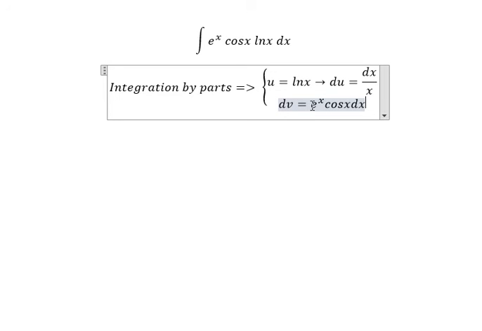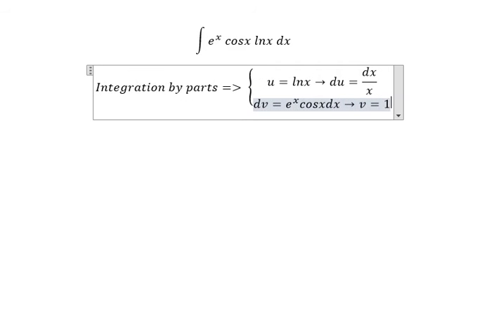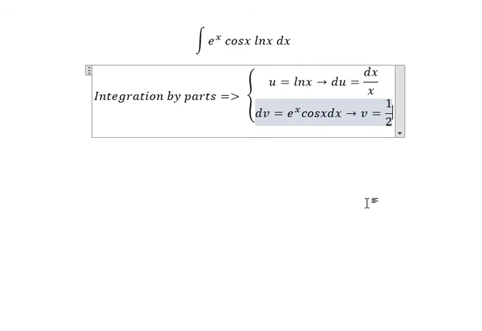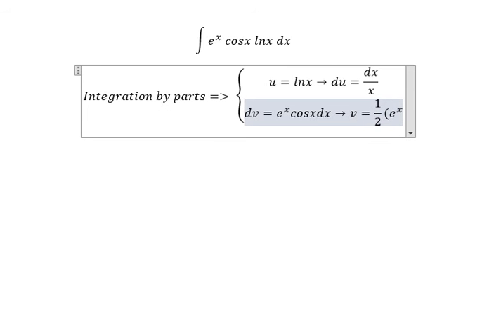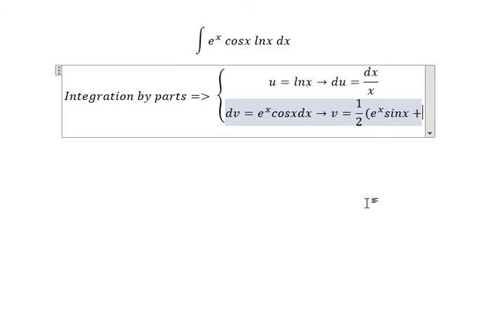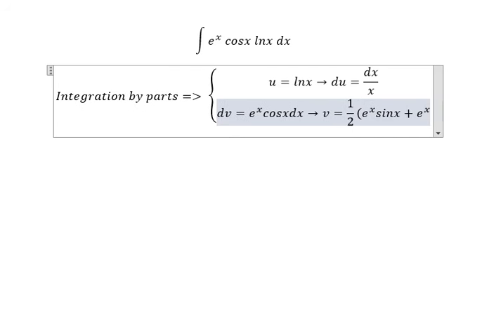For this integral, I have already done that, and v equals 1 over 2, open the bracket, e to the power of s multiplied with sine s plus e to the power of s multiplied with cosine s.